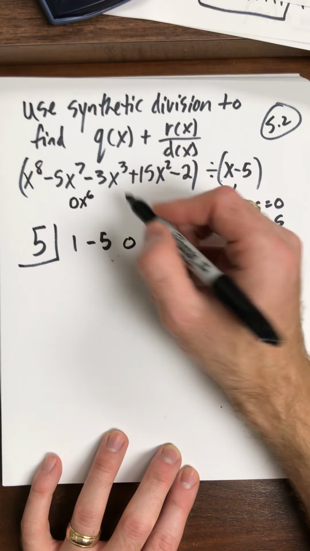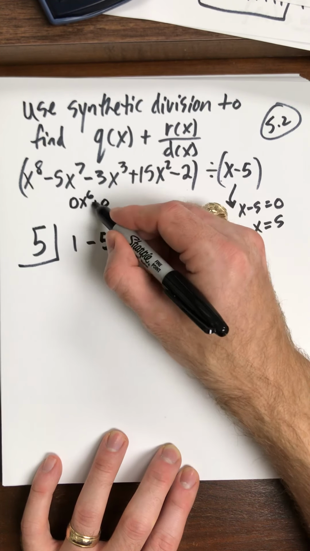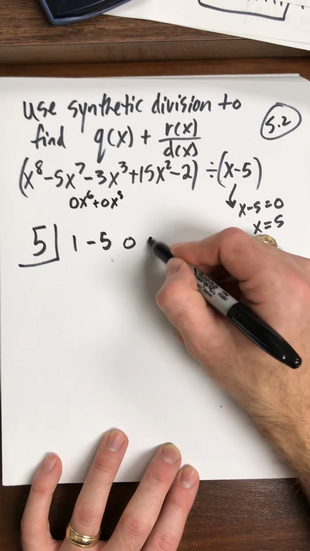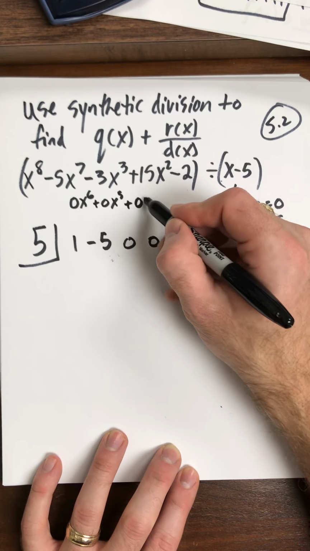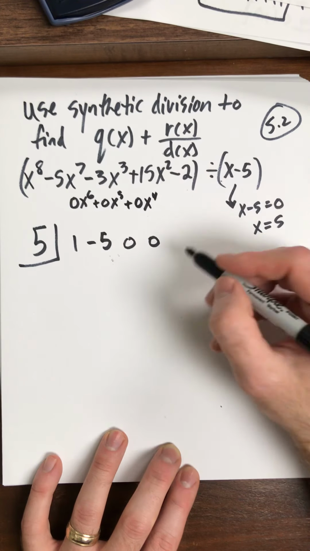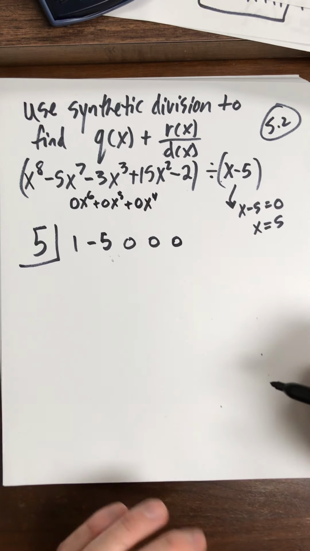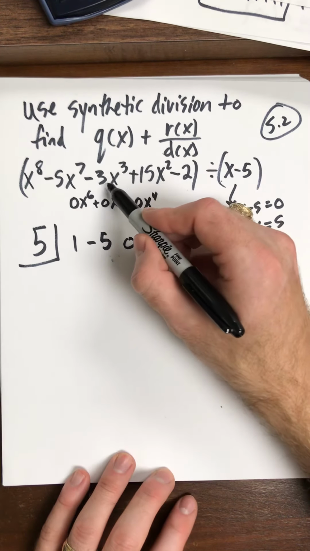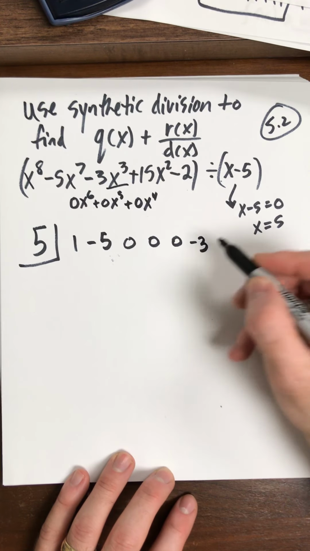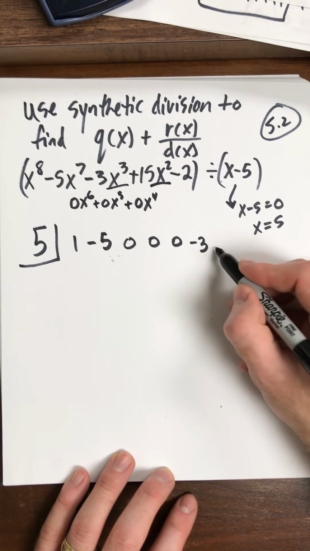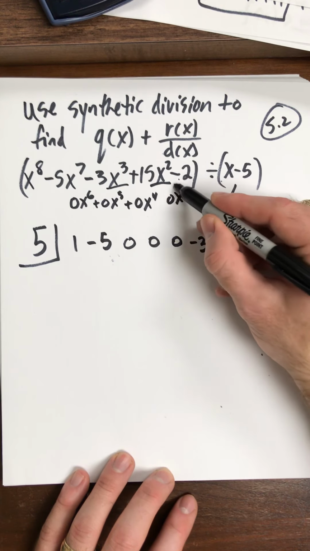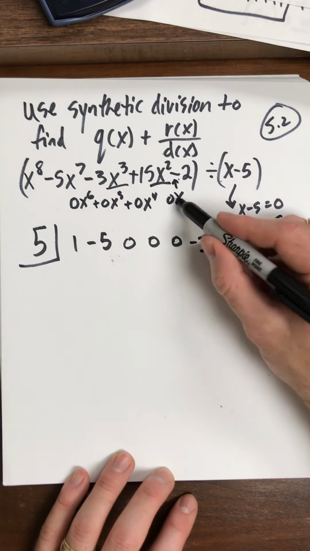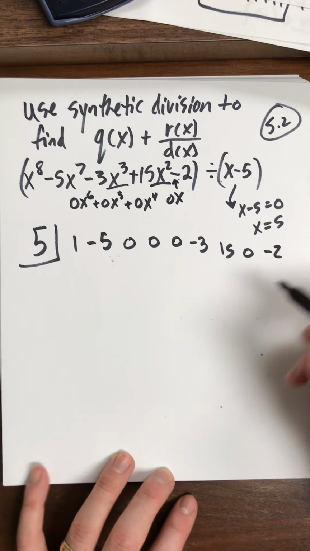And then what do I have? I've got a 0 x to the 5, so I've got another 0 there. And then, oh my gosh, another 0 for x to the 4th. Okay, so a third 0. Now we can go back. x cubed, that's a negative 3. x squared, that's a 15. Oh, and I skipped my x, so I've got a 0, and then my constant, negative 2.